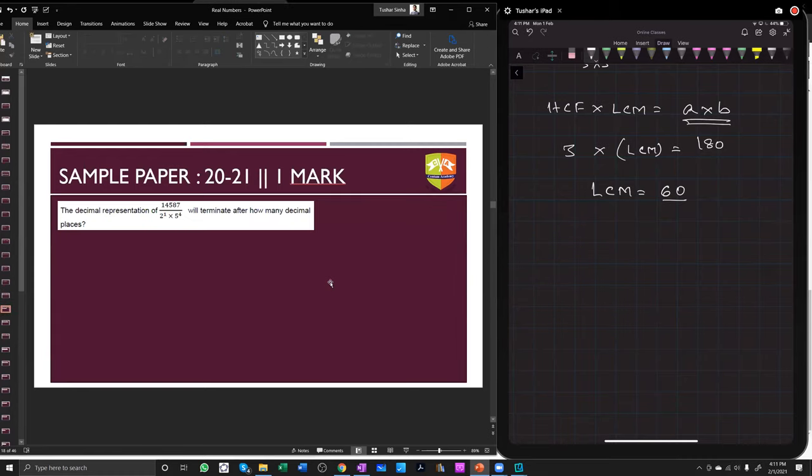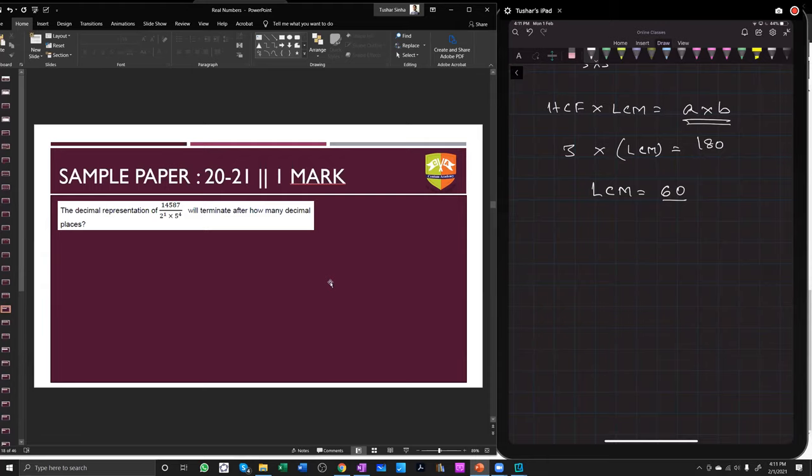Decimal representation of this will terminate after how many decimal places? So don't get intimidated by the numerator, which is there, 14587. You don't need to actually start dividing. So what is the answer? Decimal representation of this will terminate after how many decimal places? Four places, without any doubt.